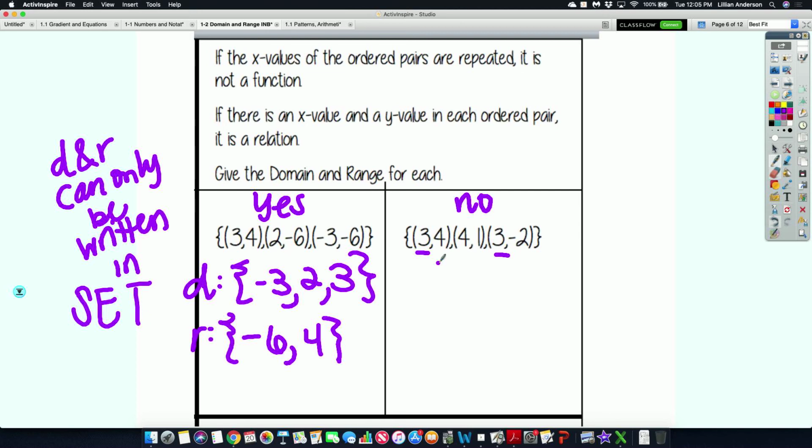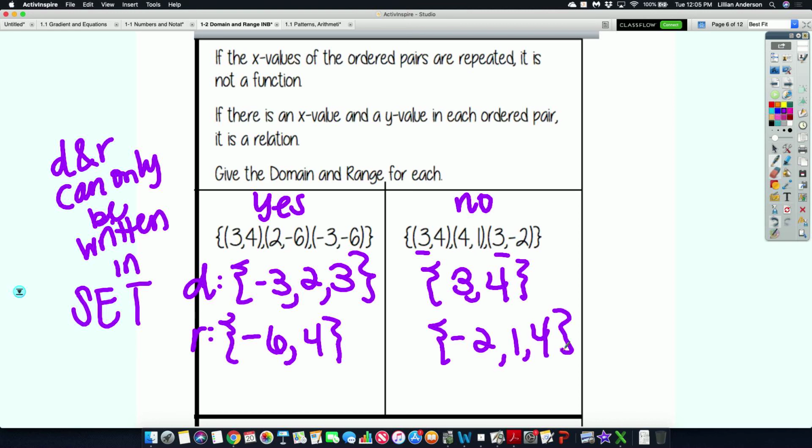All right. So what's the domain for the one on the right? Alexa, what did you say? 3 and 4. And what about the range? Calista, what did you get? Awesome. How are we doing so far?